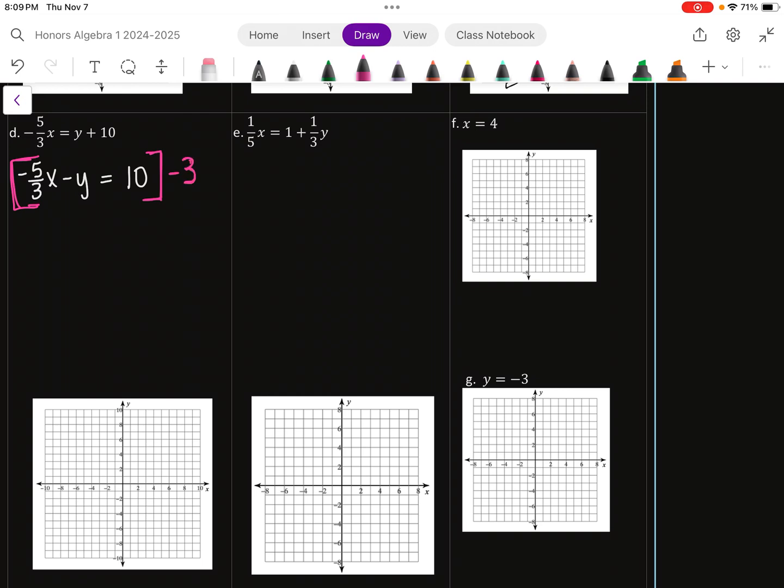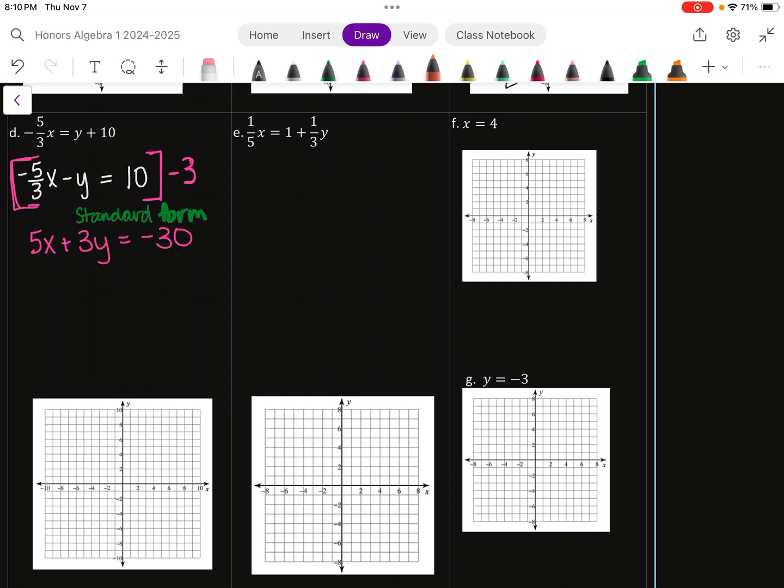When I make that distribution, I'm going to get 5x plus 3y is equal to negative 30. That is now my standard form. So I've answered that part. That one was definitely a little harder than the other 3 that we've had before, right? Because of that fraction, and a was not nicely positive when I moved it.